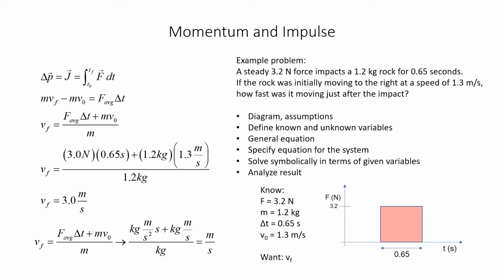That's good. Also, let's look at order of magnitude. Our final velocity is 3.0 meters per second. Seems like a reasonable velocity. It's more than 1.3 meters per second. That's good because we had a force acting on it to the right. And it's about the right order of magnitude. It isn't something in milliseconds, or something in years or something like that.